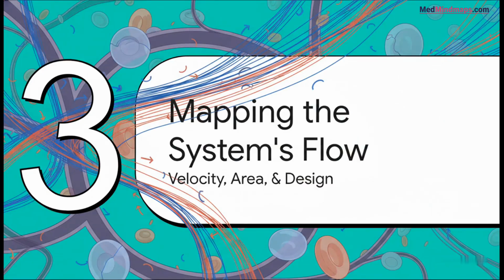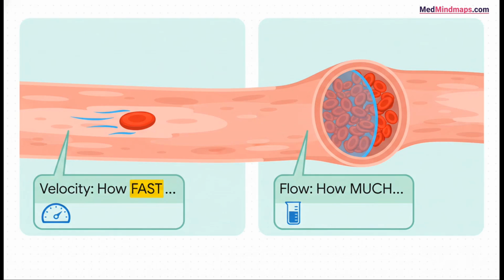Okay, so we've got the forces down. Now let's zoom out and look at the actual roadmap of the circulatory system. There are a couple of key ideas here that honestly can trip a lot of people up. First up, let's get our terms straight because this is a big one. Velocity is about how fast the blood is moving, distance over time. But flow, which is our cardiac output, is about how much blood is moving. That's volume over time. They're related for sure, but they're not the same thing.